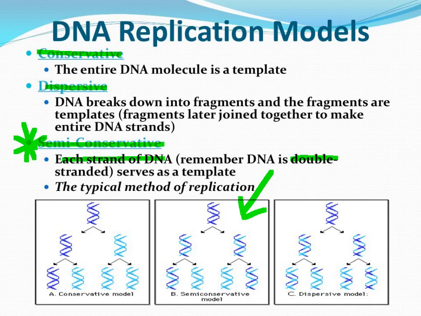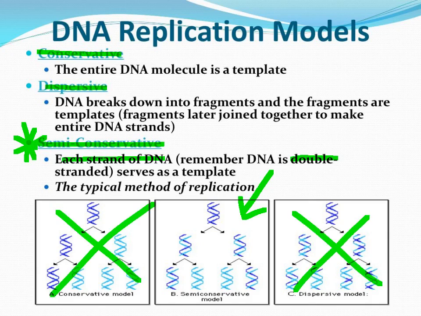Okay, so conservative doesn't really make sense, so we don't like that one. Dispersive is even more confusing. They don't like that one either. They like the semi-conservative. If you see, the original one is dark blue, so one dark blue goes here, one dark blue goes there, and then the light blue is the copy. Then when it further replicates, the dark blue makes a light blue copy, but then the light blue makes another light blue copy of itself. So the colors are just showing you how this functions.